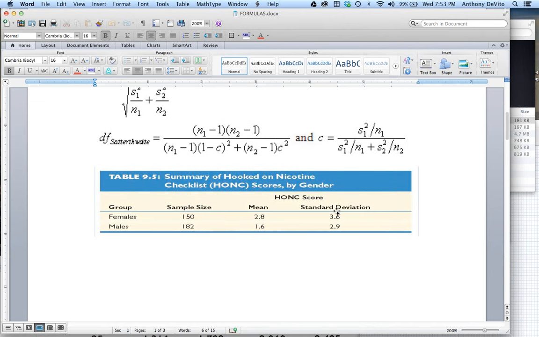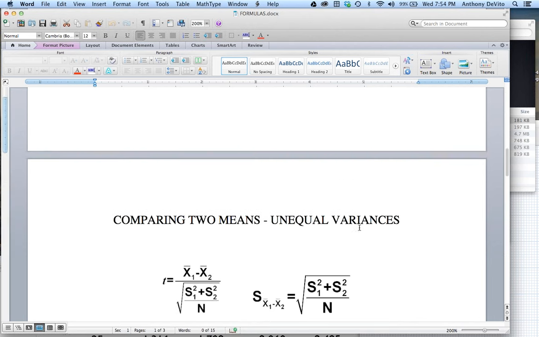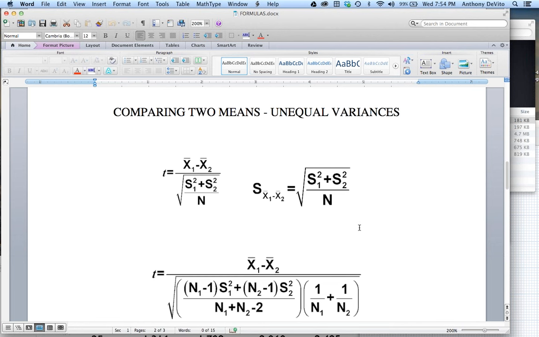Now, you remember the example that Levi used, the hooked on nicotine, right? The sample size of one group was 150. The sample size of the other was 182. The mean was 2.8. For females, the mean was 1.6. So we have sample size 1, mean 1, standard deviation 1; sample size 2, mean 2, standard deviation 2. We have all the values that we need. Before I work on that, I'm just going to take a quick look at another set of formulas.